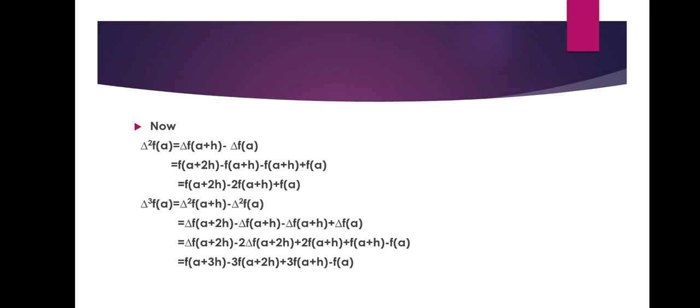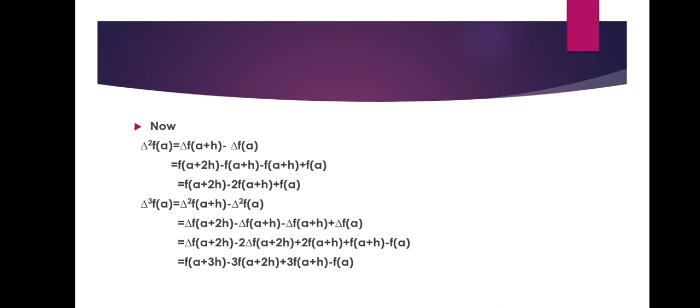Now we calculate delta square f of a is equal to delta f of a plus h minus delta f of a, is equal to f of a plus 2h minus f of a plus h minus f of a plus h plus f of a. Therefore, f of a plus 2h minus 2 f of a plus h plus f of a.